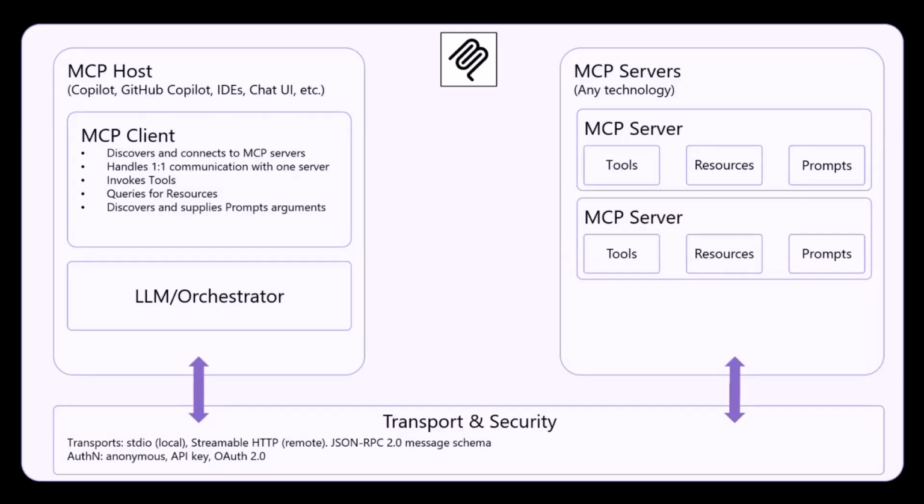On a connectivity point of view, or on a transport point of view, whenever you consume an MCP server, you can either use the standard I/O protocol when the MCP server is running locally on your environment, or you can use the streamable HTTP when the MCP server is a remote one. And under the cover, the protocol that is used on the wire is JSON-RPC 2.0, okay? From an authentication point of view, you can have anonymous MCP servers, you can rely on API keys, or on OAuth 2.0. Okay, so this is the big picture of what MCP is.